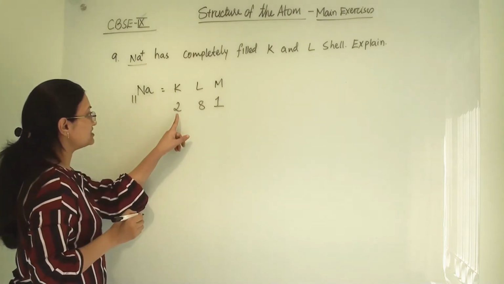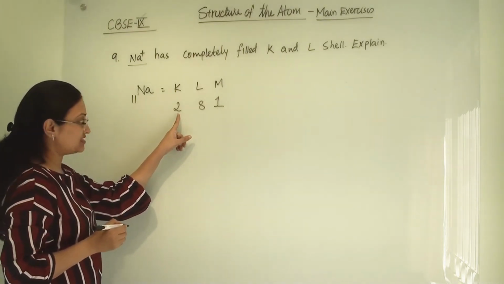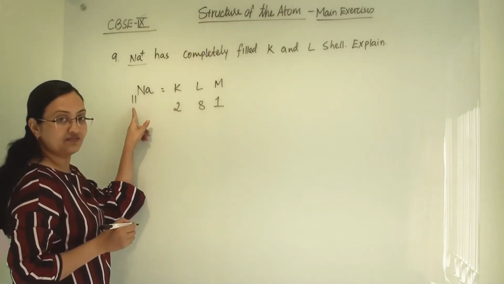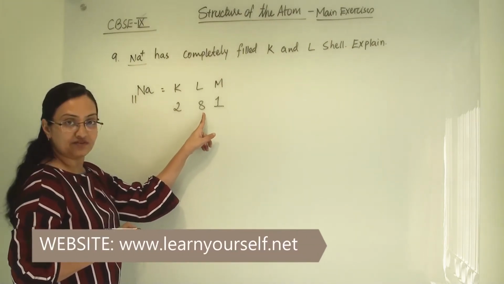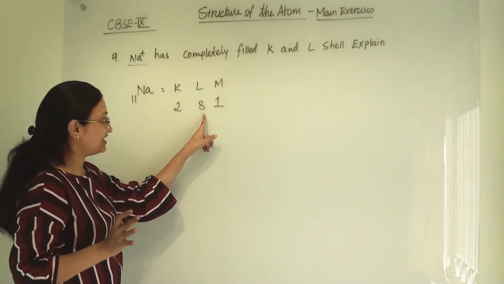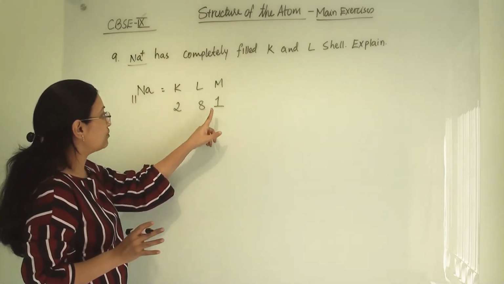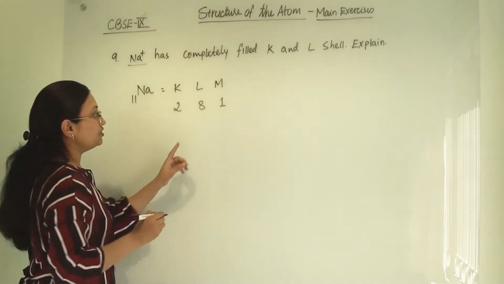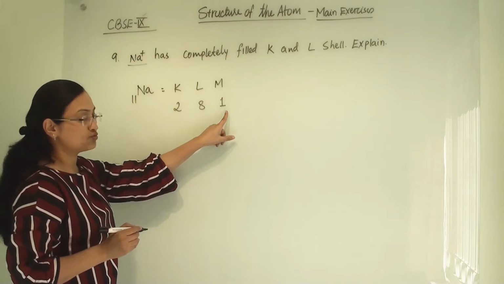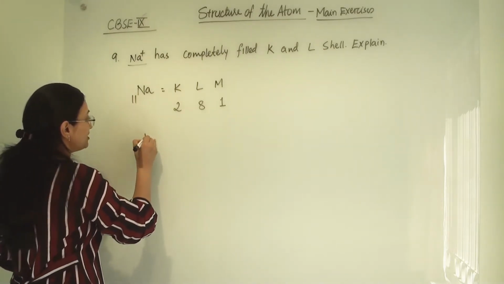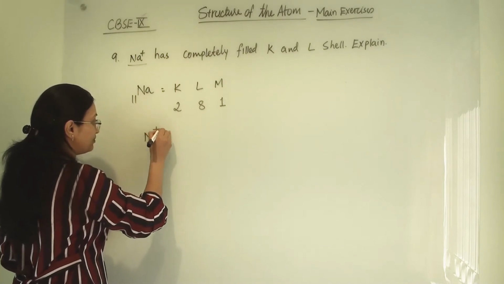How have we written this? K shell has a maximum capacity of 2, then whatever electrons are left, 9. So in the L shell we have kept 8. Now more than 8 we cannot put in any orbit. So 8, and then whatever is left goes to M. So the one electron left will go to shell M. Now we have to write the electronic configuration of Na+.